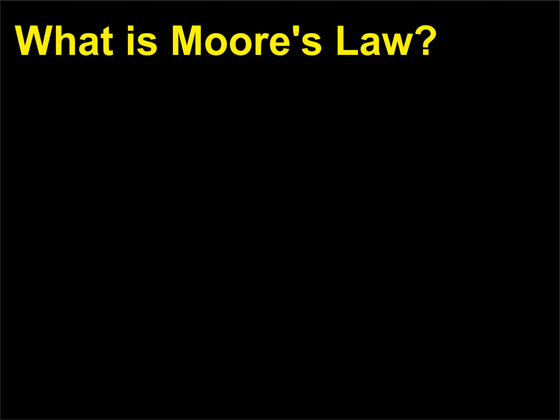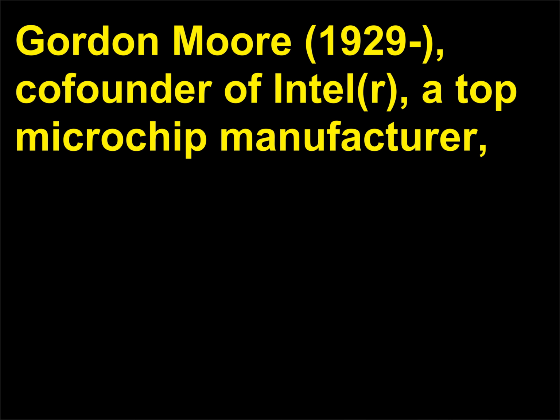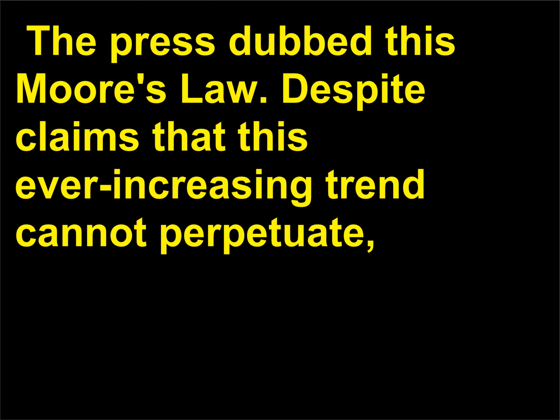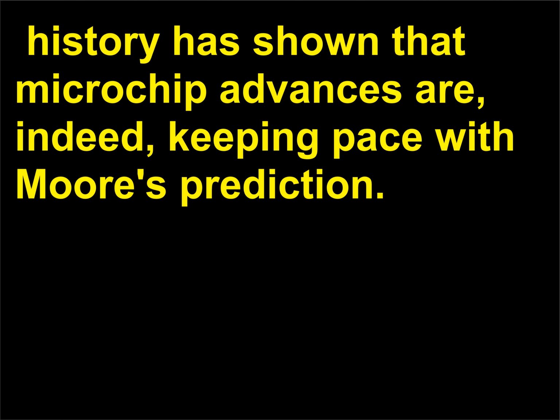What is Moore's law? Gordon Moore (born 1929), co-founder of Intel, a top microchip manufacturer, observed in 1965 that the number of transistors per microchip, and hence a chip's processing power, would double about every year and a half. The press dubbed this Moore's law, despite claims that this ever-increasing trend cannot perpetuate. History has shown that microchip advances are, indeed, keeping pace with Moore's prediction.